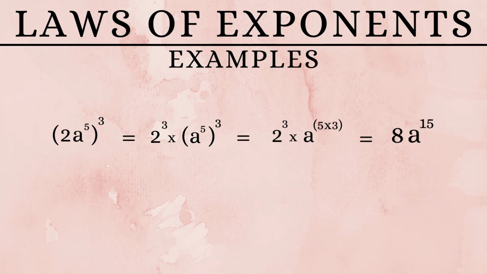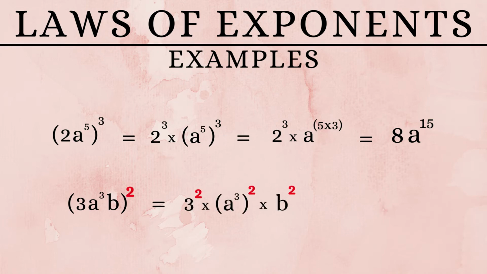Next example, 3a to the power of 3b, the whole raised to 2. First, let us split the exponent 2 to give us 3 square into a cube the whole square into b square. Here again, we have an exponent of an exponent, a cube the whole raised to 2. So we directly multiply the powers 3 and 2. So our final answer becomes 9a to the power of 6 b square.